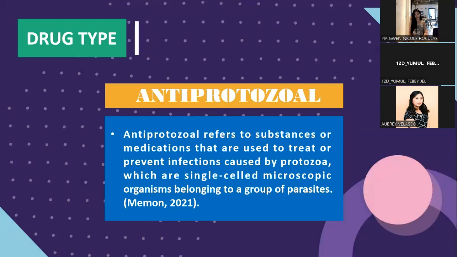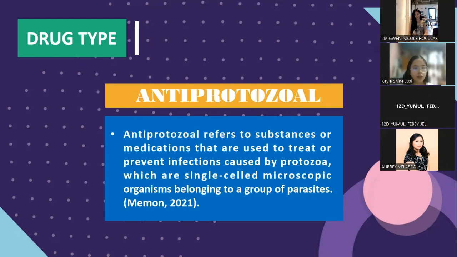Okay, for the third drug type, the antiprotozoal. Antiprotozoal refers to substances or medication that are used to treat or prevent infection caused by protozoa, which are single-celled microscopic organisms belonging to a group of parasites, by Memon 2021. Protozoa cause disease mainly in tropical areas. Antiprotozoals tackle infections like malaria, sleeping sickness, and leishmaniasis, and targeting protozoa life cycle stages is crucial.